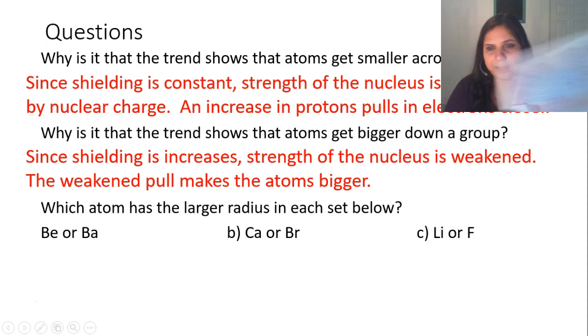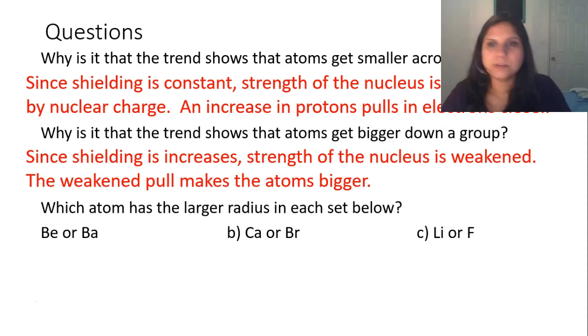So I need a periodic table. So if I find beryllium and barium on the periodic table, beryllium and barium are in the same column, so they're in the same group. And I know that as I go down, it gains more and more shells, so the bottom elements would be bigger because they have more shells, more shielding. And so we would say that barium is larger.